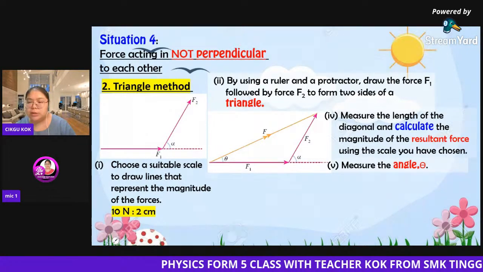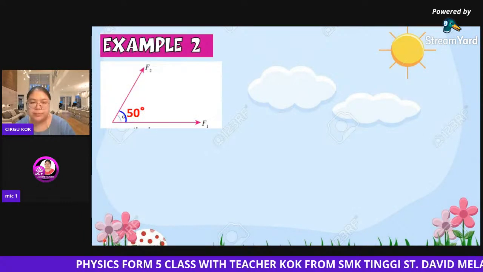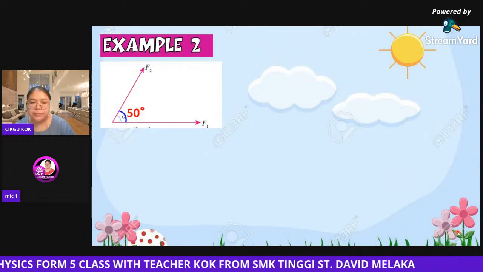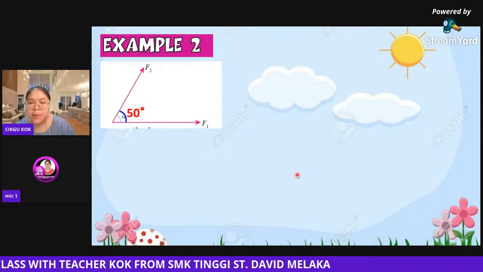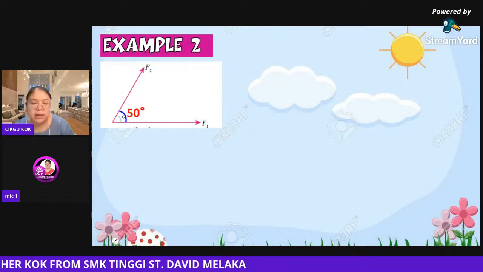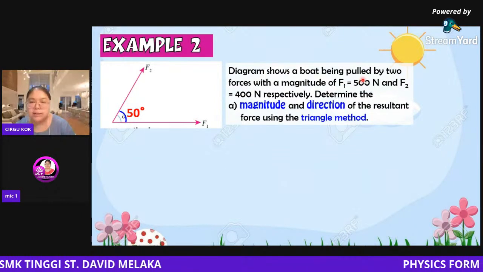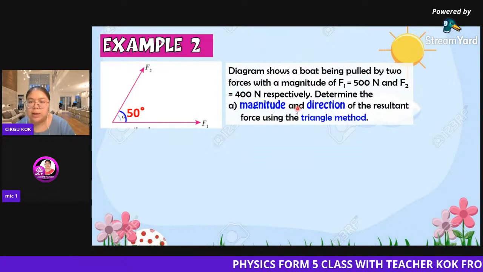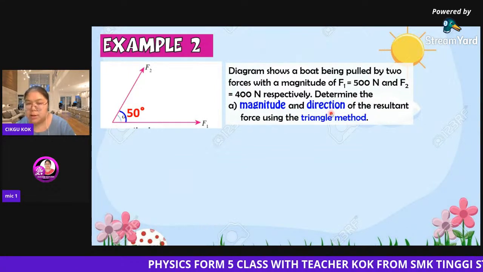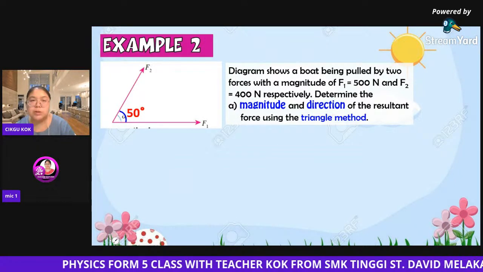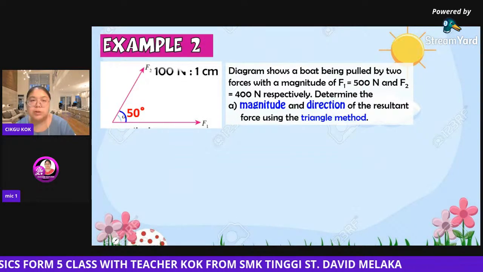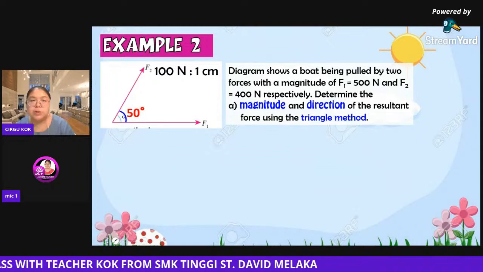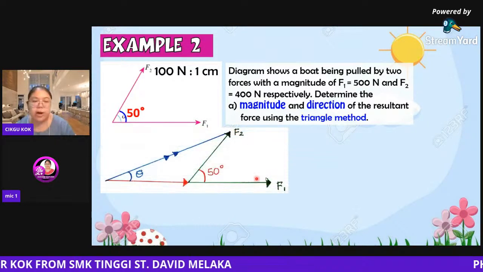Okay, so we go to the next. Same question. The question is exactly the same as the parallelogram just now, but I'm using another method. The question is the same, 500 and 400, but they changed it to use the triangle method. So I'm using the triangle method. Scale first, 100 Newton, 1 cm. So the triangle method is like this.